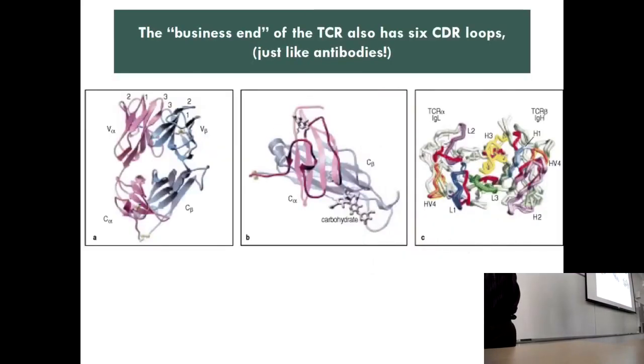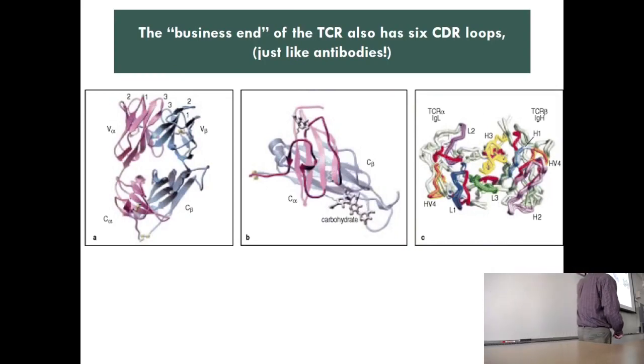So if you look at the variable region, you would expect it to look just like an antibody. And in fact, it does. It's not a fair question for me to show you this on a test and ask you, is this a T-cell receptor or an antibody fragment? Because you can't tell. I can't tell. Maybe people who work on it can tell, but it doesn't matter.